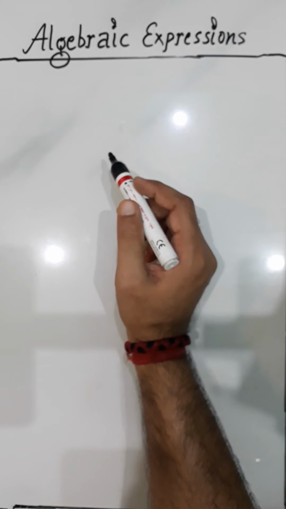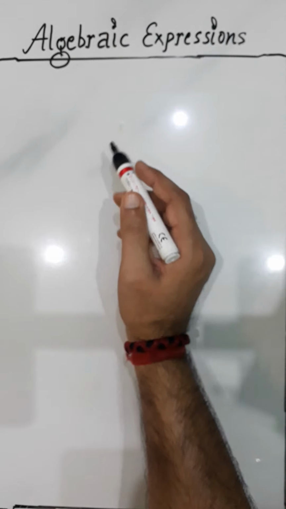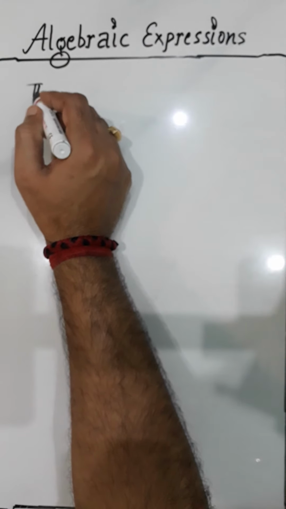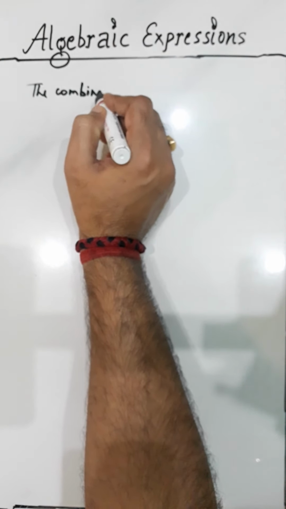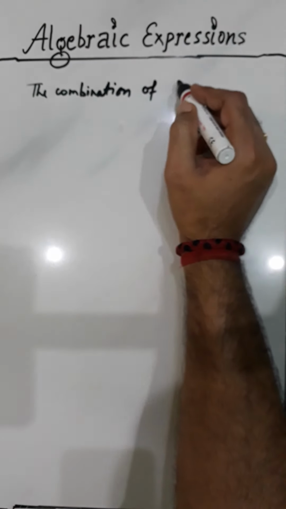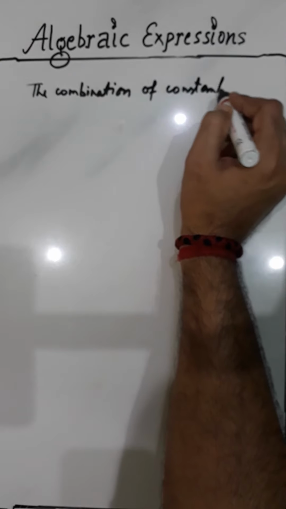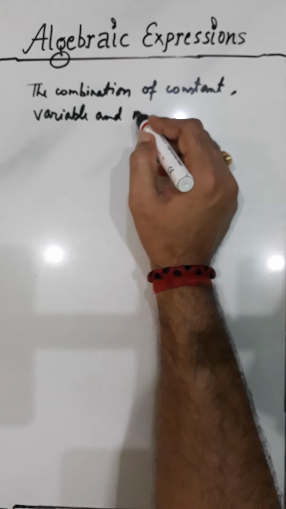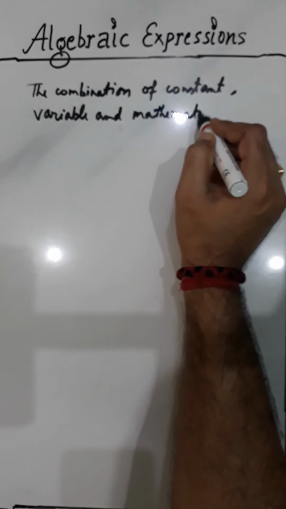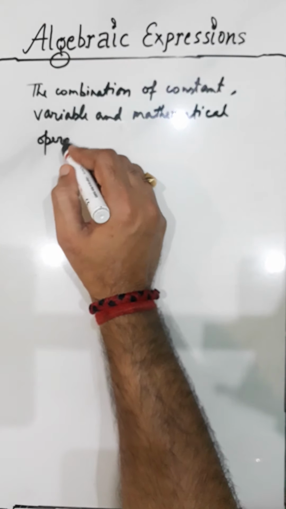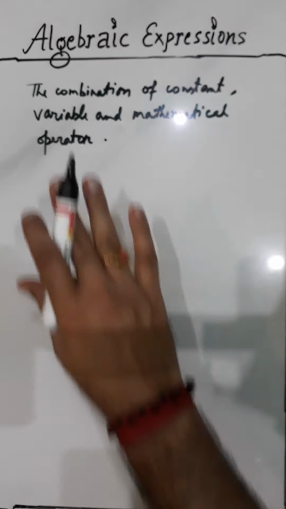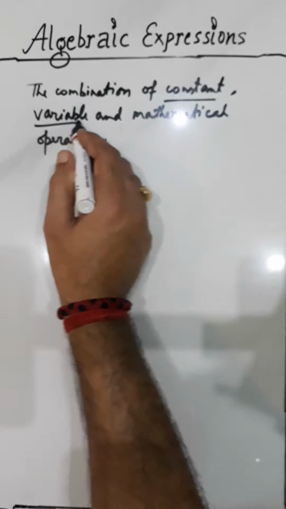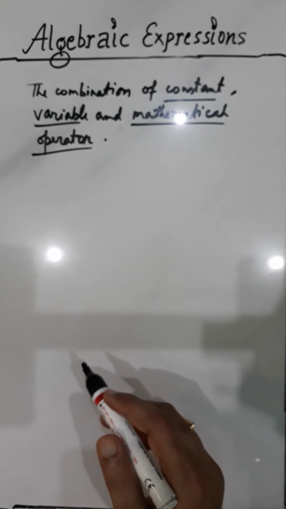If you talk about the definition, then it states that the combination of constant, variable and mathematical operator is called an algebraic expression. So I repeat, the combination of constant, variable and mathematical operator. So we come with these three terms, that is constant, variable and mathematical operator.